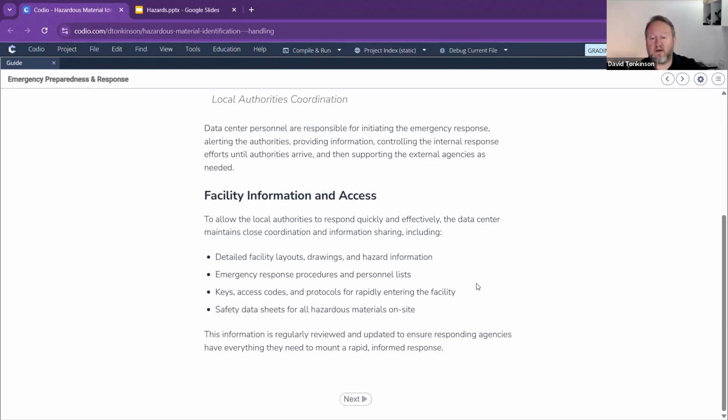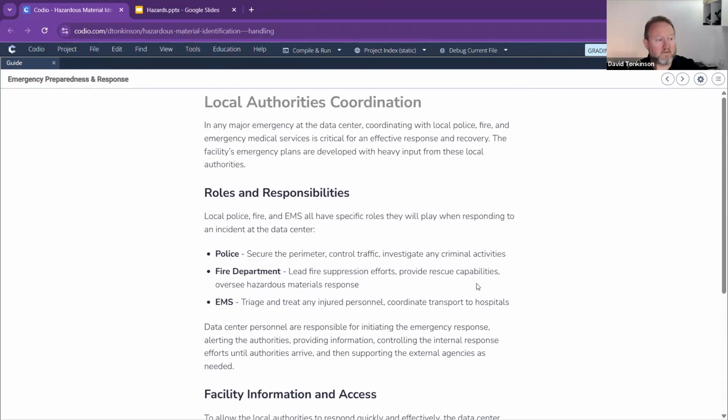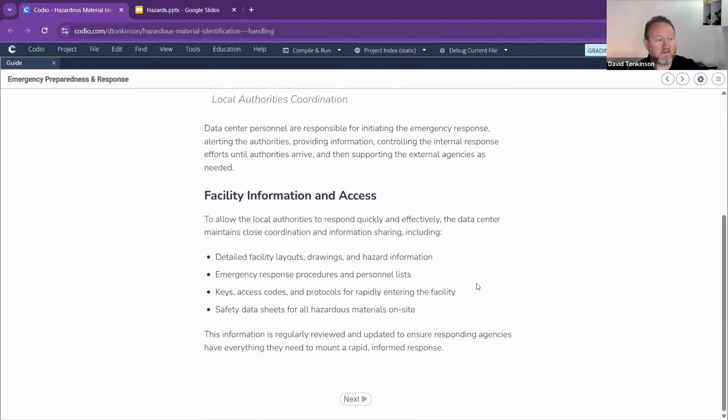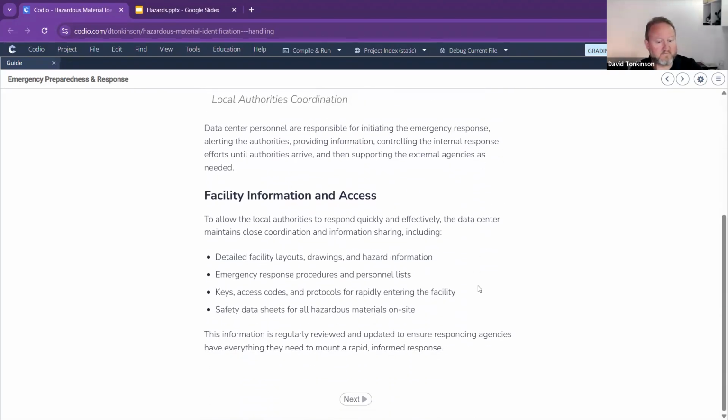Any questions about the local authority coordination and the roles and responsibilities? You will normally always have one person on shift that basically holds that badge of being the local authority coordinator. Okay, good stuff.